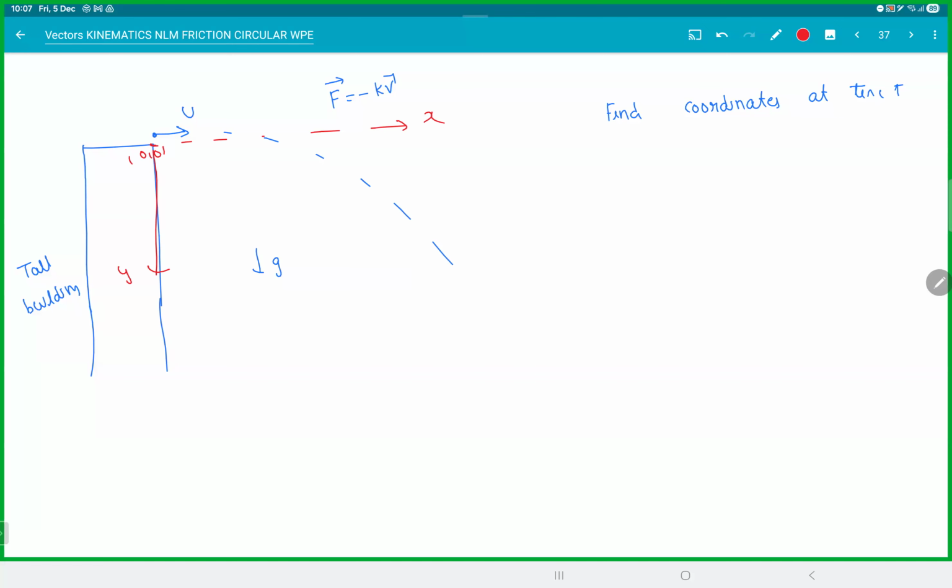Acceleration is in the same direction as force. What is a? a is dv by dt, right? And your speed is changing, so dv is negative that way.